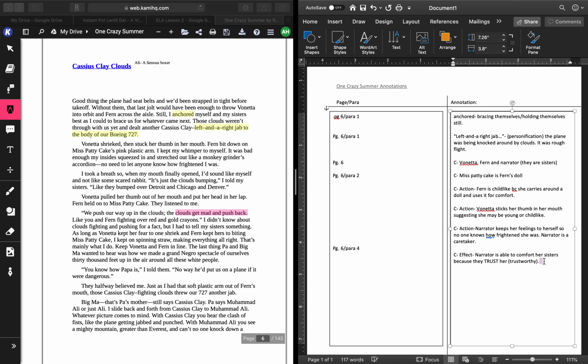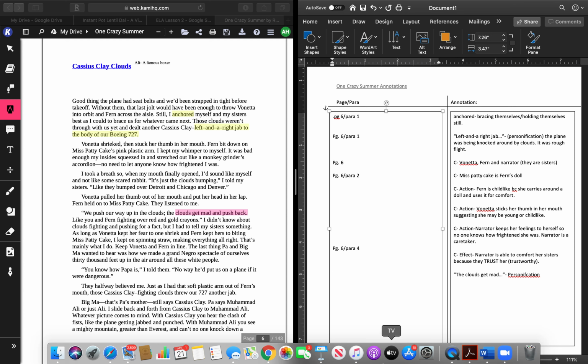We know that this is figurative language, so we need to annotate it. The clouds get mad, and we can stop there. All right. So what kind of figurative language is this? Can clouds get mad? No. Can people get mad? Yes. So this is, again, personification. It's just saying the same thing it was saying before, that the flight is pretty rough, that the plane is being knocked around.